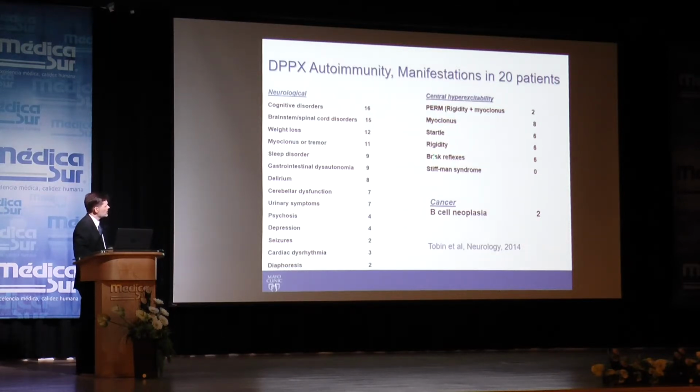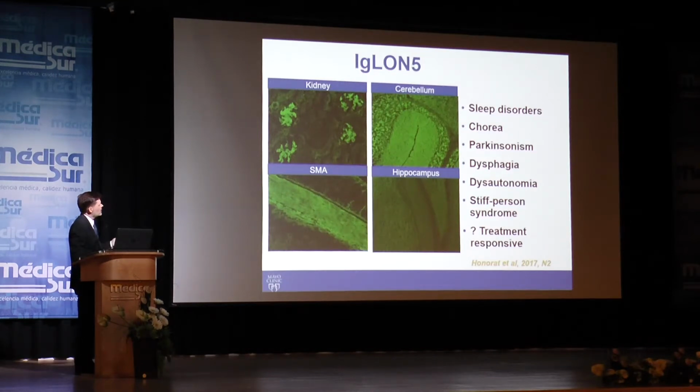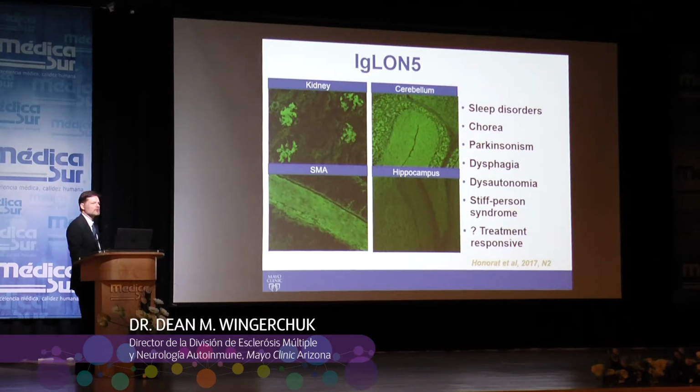Pardon me, myoclonus, startle reflexes, etc. Most of these were not associated with cancer. And then finally, IGLON5 associated with sleep disorders, also movement disorders, brainstem, autonomic dysfunction, and a stiff person type syndrome. And what was remarkable about this is some of the case series show that these patients can develop this syndrome in a chronic and progressive fashion over many years. So this is further challenging even that paradigm I mentioned earlier about subacute, fluctuating course, etc.